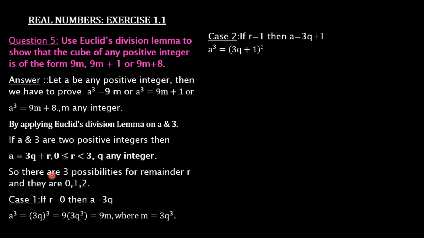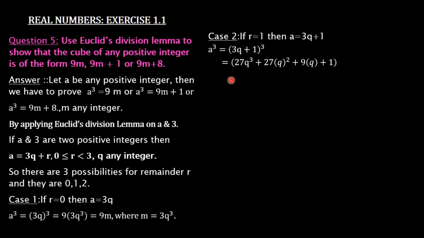(3q plus 1) whole cube. Then we expand it using the form (a plus b) whole cube. What is (a plus b) whole cube? a cube plus 3a square b plus 3ab square plus b cube. In that form we are expanding it, that is (3q) whole cube, equal to 27q cube, plus 3 into (3q) whole square into 1, that is 27q square. Then what is next? 3 into 3q into 1 square, that is 9q, plus 1.